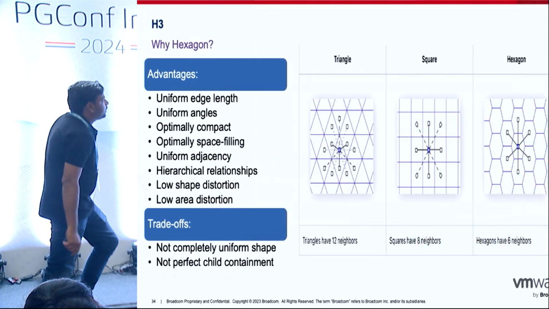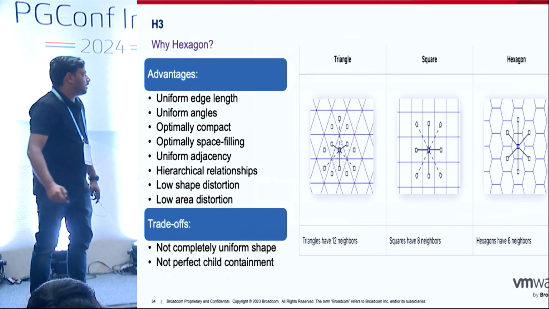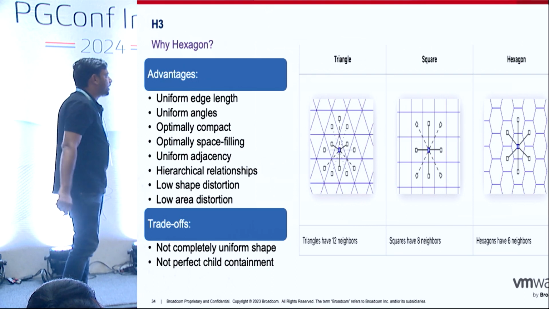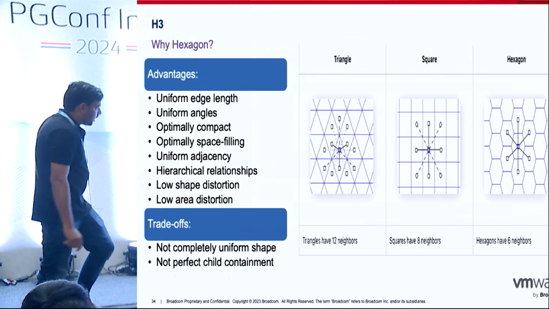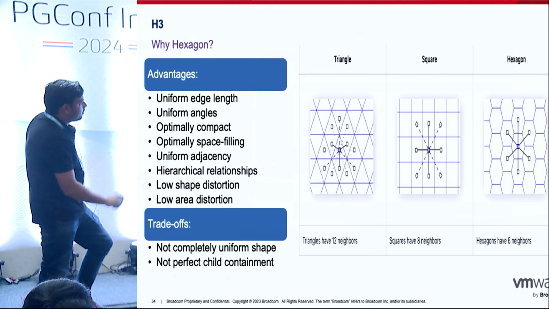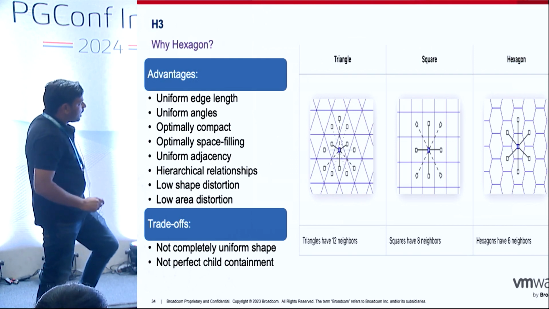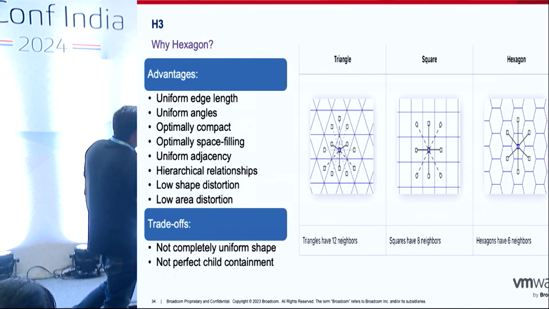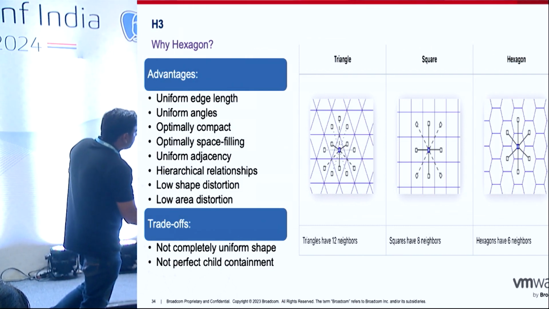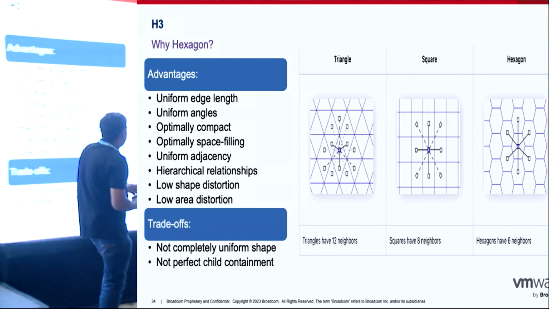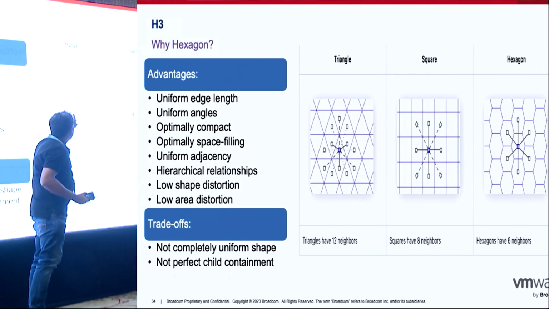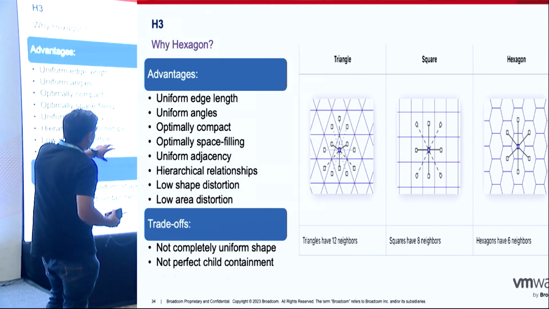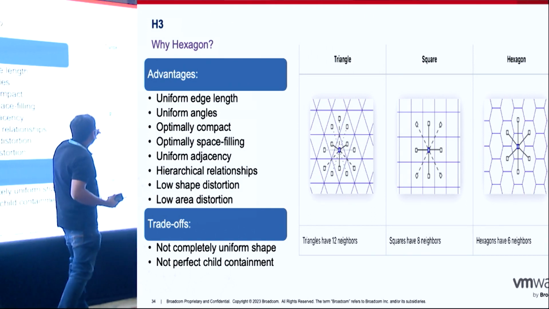So why did they choose hexagon? Because there are other primitive types also available, like triangle and square. You can see that with the triangle we have 12 neighbors, and 3 different distances among the neighbors. Like you can see here, one is this, the second is this one, and the third one. So we have 3 different distances from the center triangle to each neighbor.